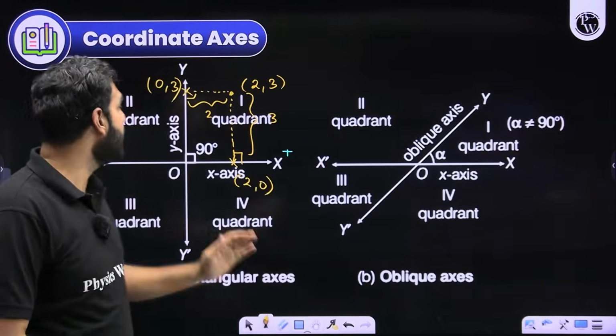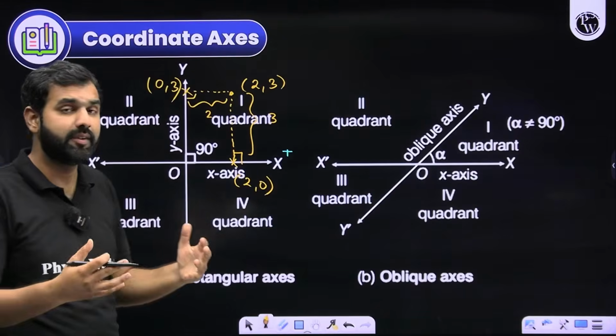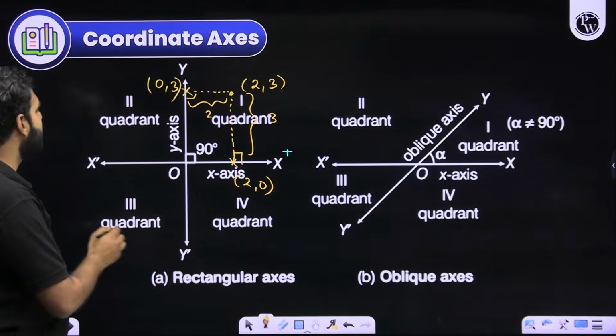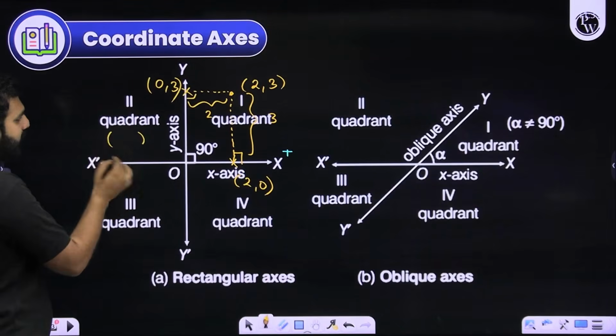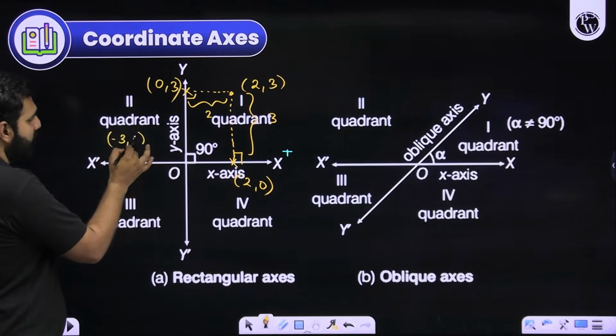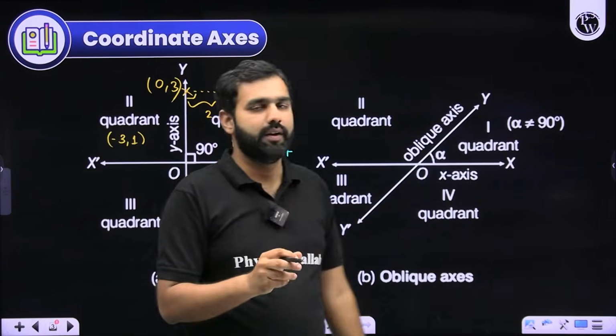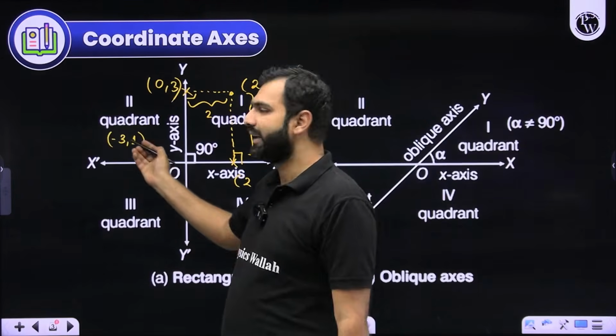But if I talk about any point in the second quadrant, can you make some comment on it? Yes. If there is a point in the second quadrant, let's say I take (-3, 1). I hope you realize in the second quadrant, the x coordinate of any point will be negative and the y coordinate will be positive.